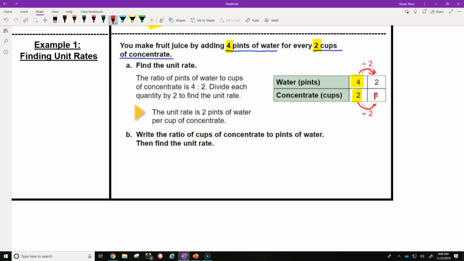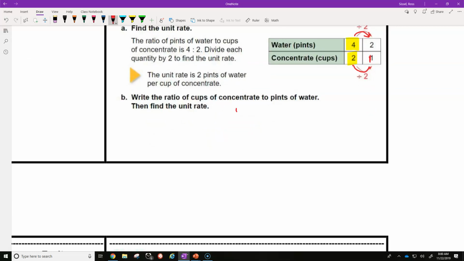Okay? The easier way to do this is just to say, if I had 4 to 2, I'm going to write it as the value of my ratio, 4 over 2. I will simplify this, 4 divided by 2, and we get 2. The ratio is now 2 to 1.